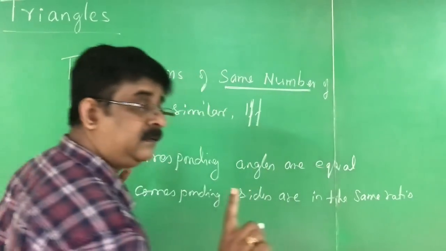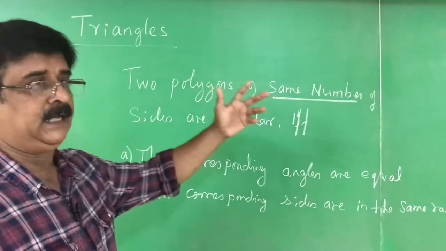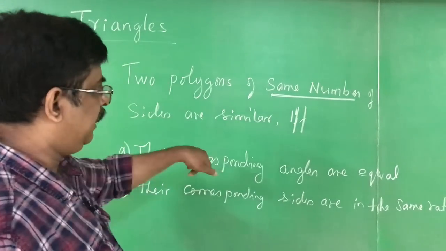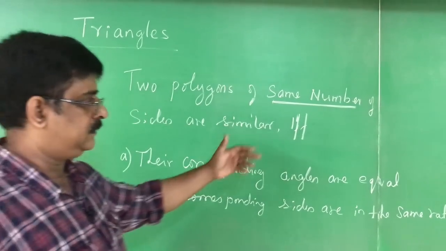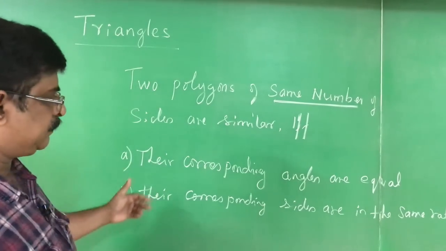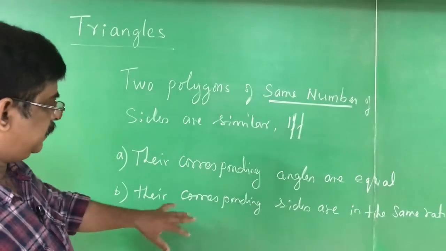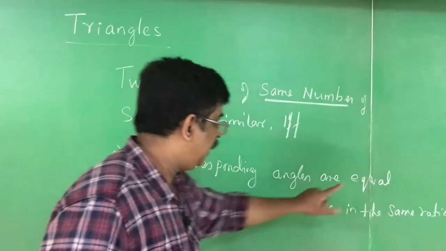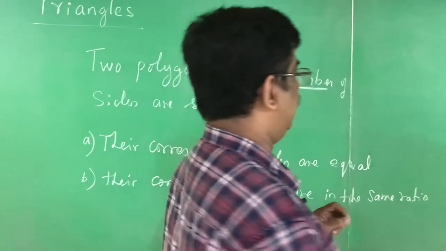To practice this, it is a 2 marks question. What are the conditions of similar figures? Two polygons of the same number of sides are similar if and only if their corresponding angles are equal and their corresponding sides are in the same ratio. Actually, there are three conditions. One is the same number of sides, the angles should be equal, and the corresponding sides should be in the same ratio. I tell you, see here.